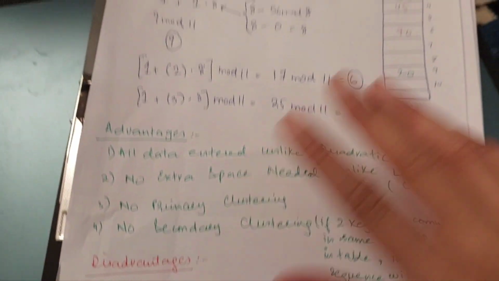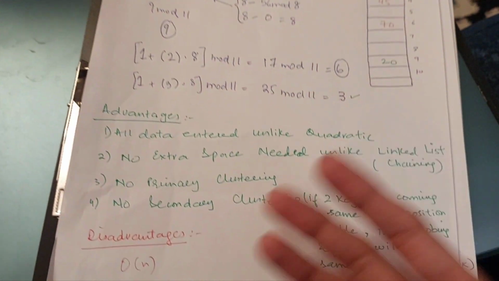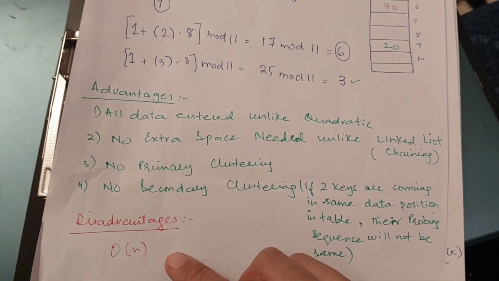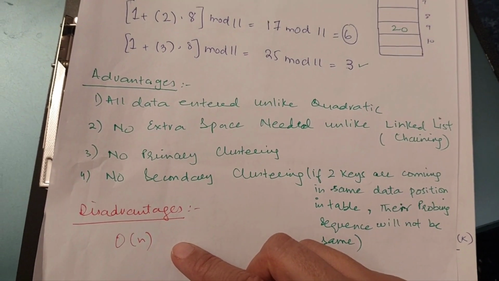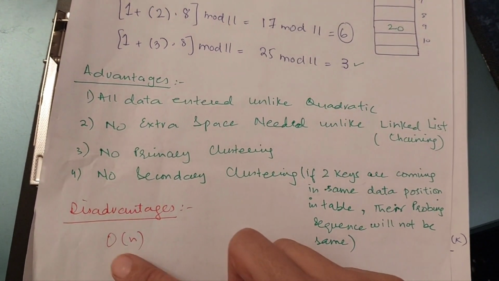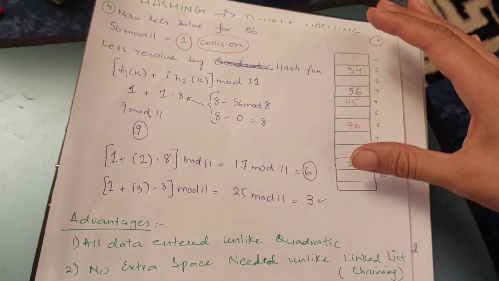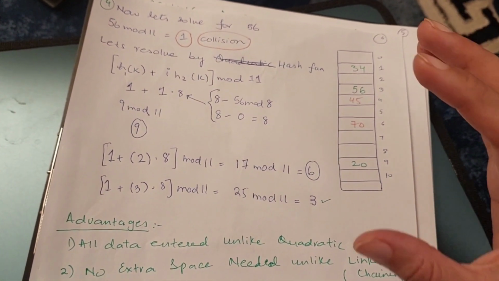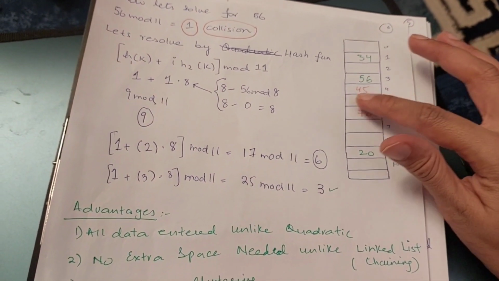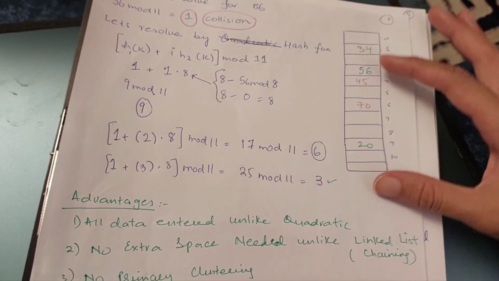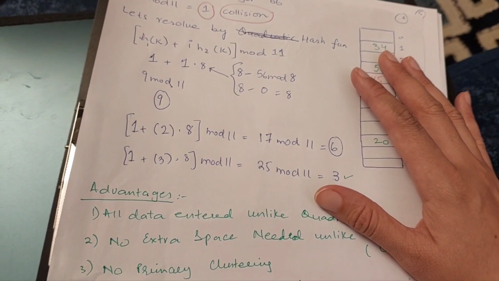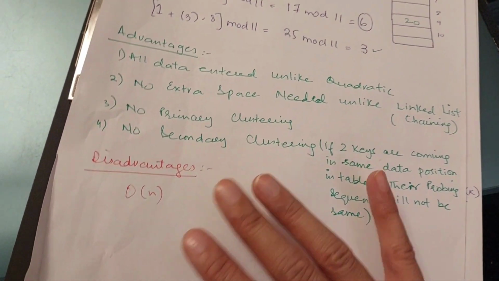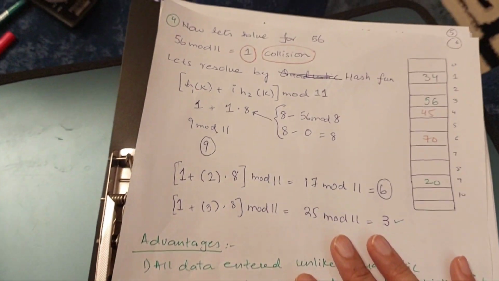There is only one disadvantage of double hashing, which exists in all types of hashing. That is, the time complexity is of the order of n, because we have to search the data element. In the worst case, we have to search through the complete data table for searching an element. Yes, there can be an average case, but we are writing it down for the worst case. So that's all for double hashing.